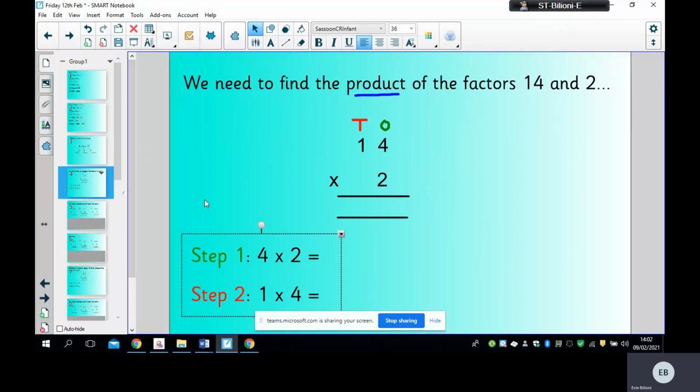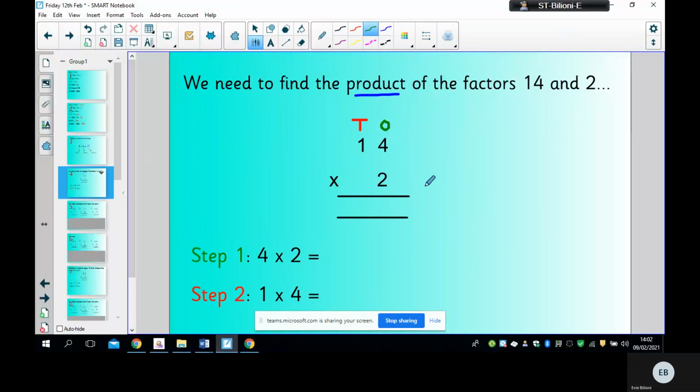So let's look at that using our column multiplication. We need to find the product of the factors 14 and 2. So we know we're going to be timesing together 14 and 2. I've set it out here like normal, like with our column addition and subtraction, making sure that my ones column is lined up neatly and my tens column is lined up neatly. I've already written in my place value columns, so you can do that too.